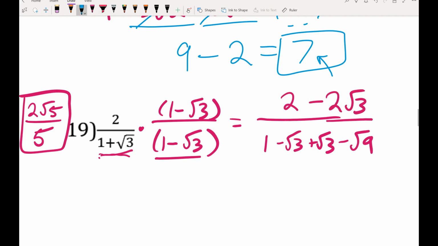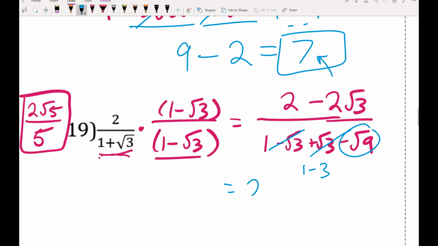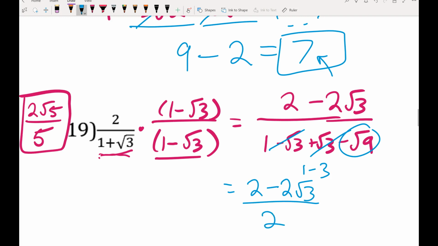Again, my middle terms cancel here, and in the denominator I'm just left with 1 minus radical 9, or 1 minus 3. So my final answer for this one is 2 minus 2 radical 3, all over 1 minus 3, which is just negative 2. When I divide both these by 2, I get 1 minus radical 3.